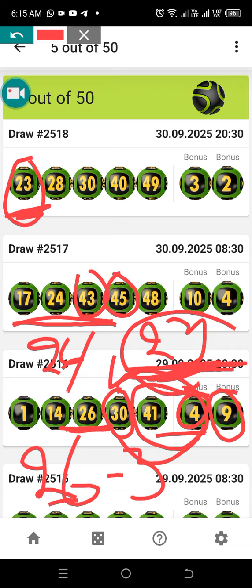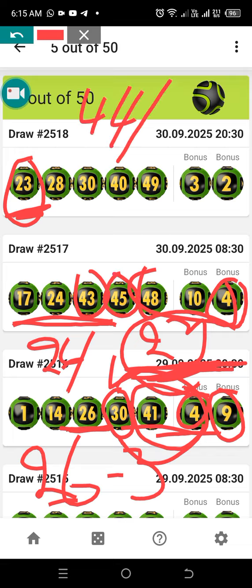Keep it with you, right? When you do minus, do plus and minus here as well, we have a 44. 44 is a missing number on this lotto. Then we have a 52. 52 is 25 or 42.